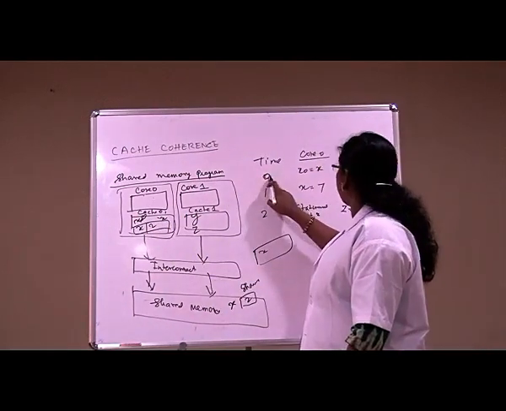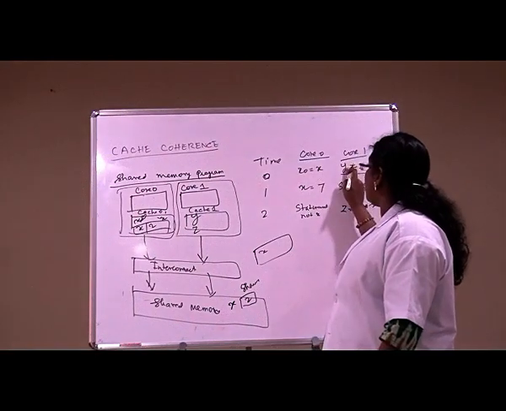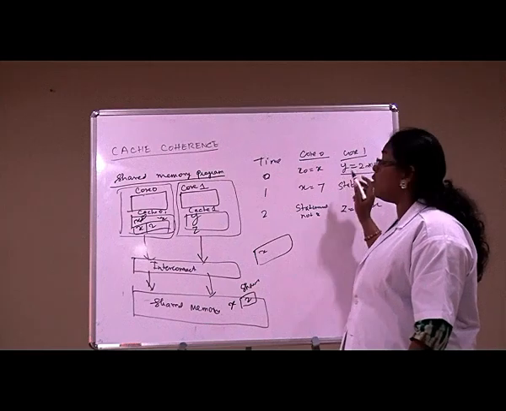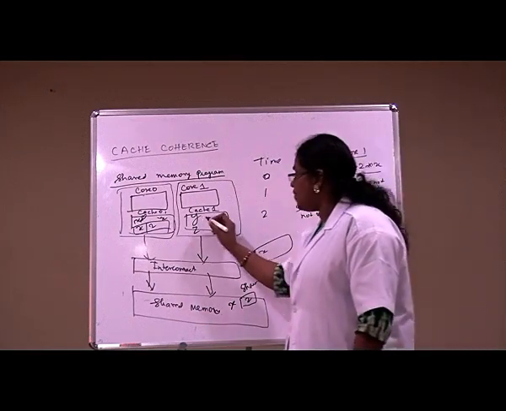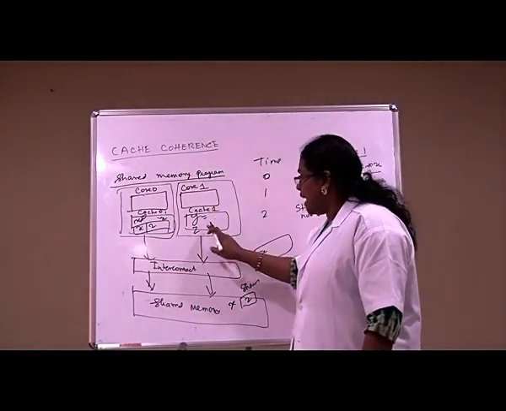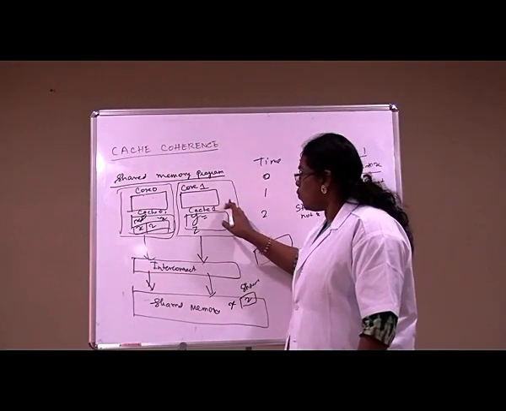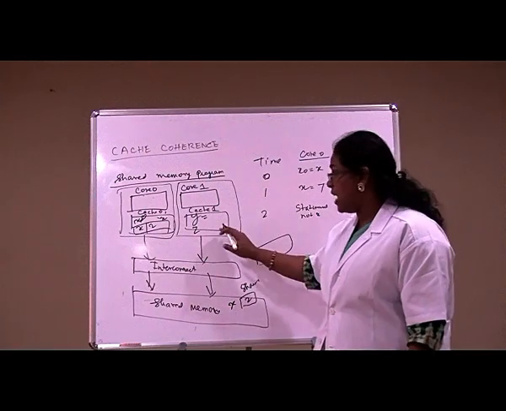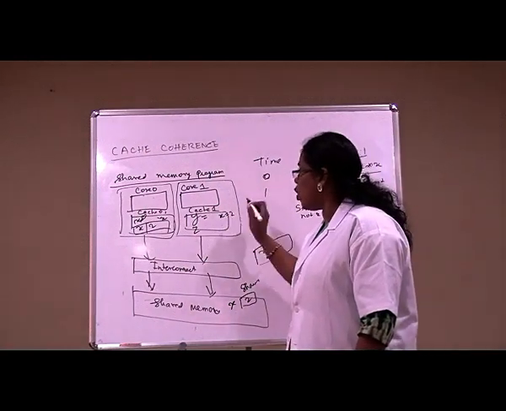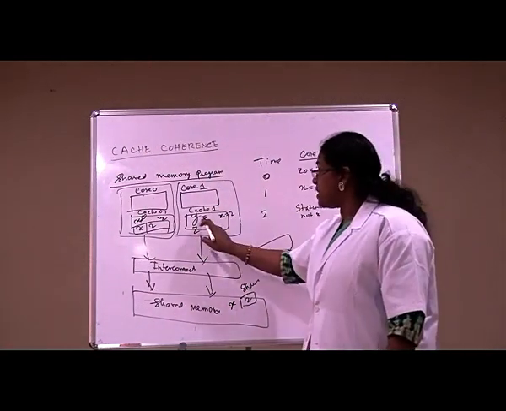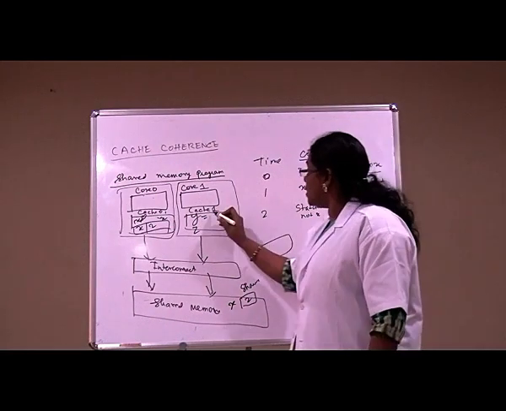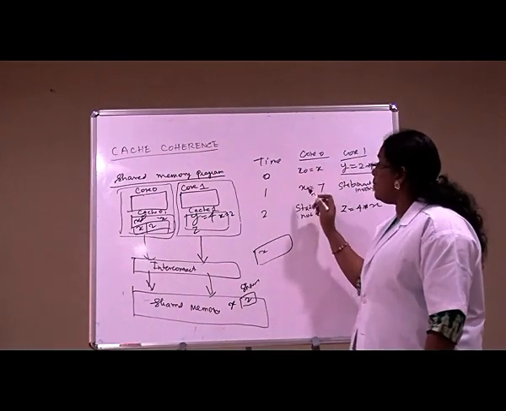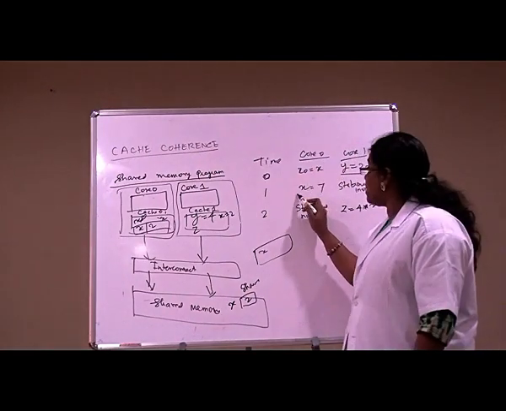Now at time 0, y is calculated in core 1, that is y = 2 * x. The X value is not available in cache 1, so core 1 will fetch the data from the main memory and load it into the cache, so the X value 2 will be copied to my cache. So y is calculated as 2 * 2, that is, the y value will be 4. And at time 1, core 0 will be executing the statement x = 7.